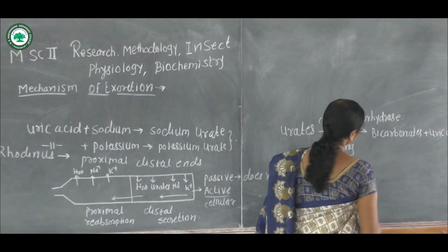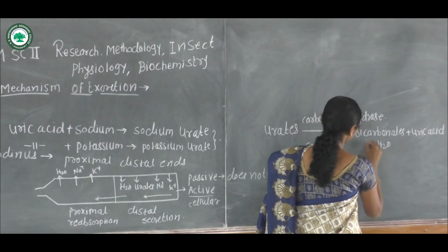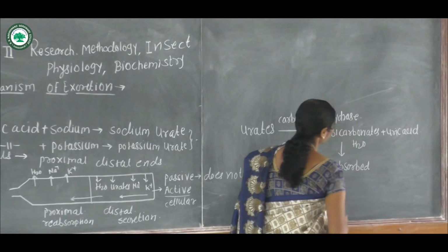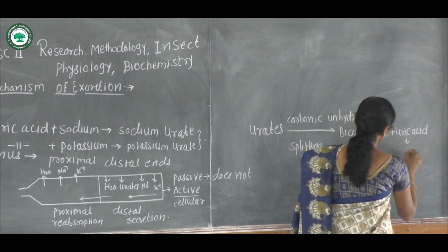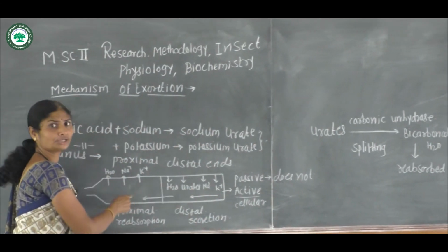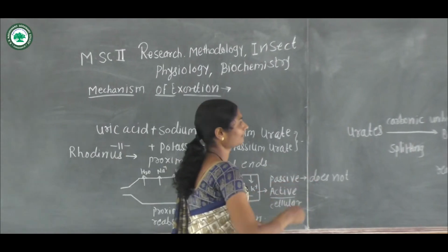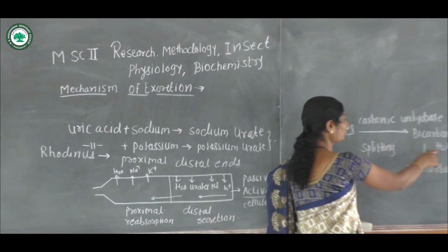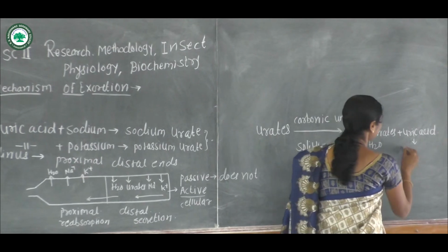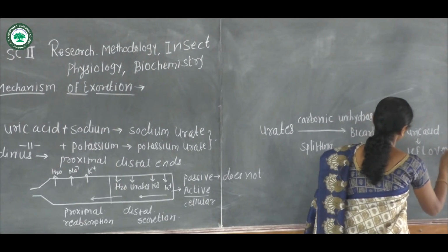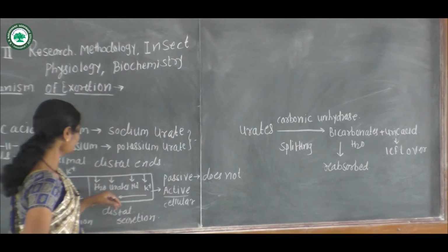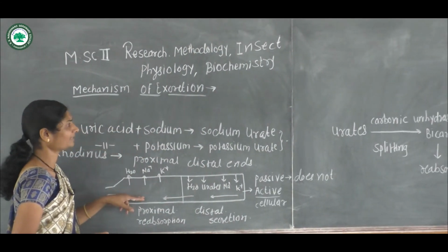These bicarbonates and water are reabsorbed in the proximal region, and uric acid is left over in the lumen of the Malpighian tubules, and this is further transported towards the proximal end.